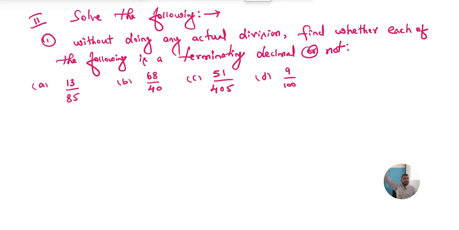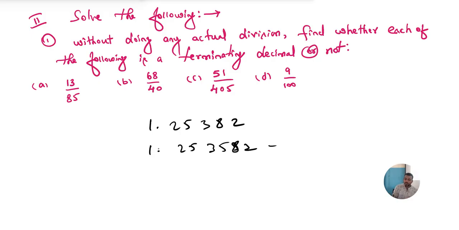Whether it stops with some answer: 1.25382, it will stop here only, it won't go further. Some numbers it will go on and somewhere it will stop. Some numbers are there, 1.2535382, like this it goes on continuing, it won't stop.